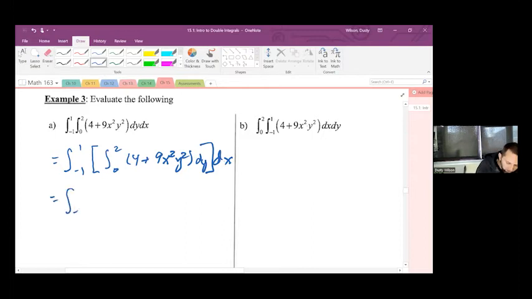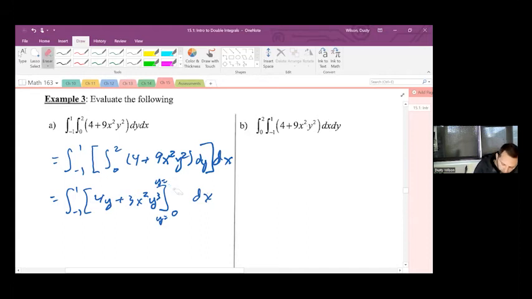So it'll be the integral from -1 to 1 of, let's see. If we're integrating with respect to y, the antiderivative of 4 would be 4y. The antiderivative of 9x squared y squared would be 3x squared y cubed. And we're evaluating from 0 to 2, that would be from y equals 0 to y equals 2. And all this is still dx.